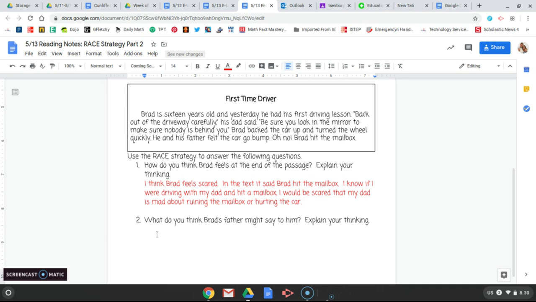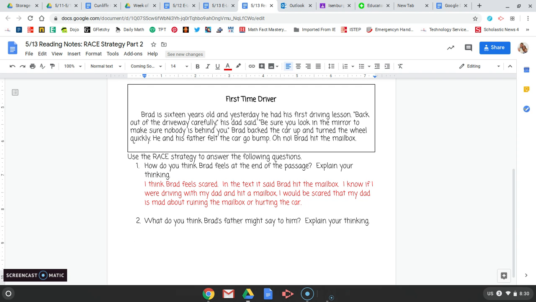Number 2 says, what do you think Brad's father might say to him? Explain your thinking. Now, notice how they use the word might here. So this is us using what we know about the characters in the story and then making a prediction about something else that might happen later on in the text that the author hasn't actually written. So it's sort of like making a prediction.